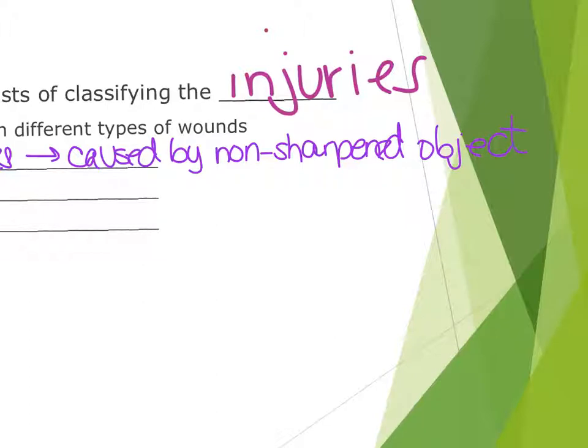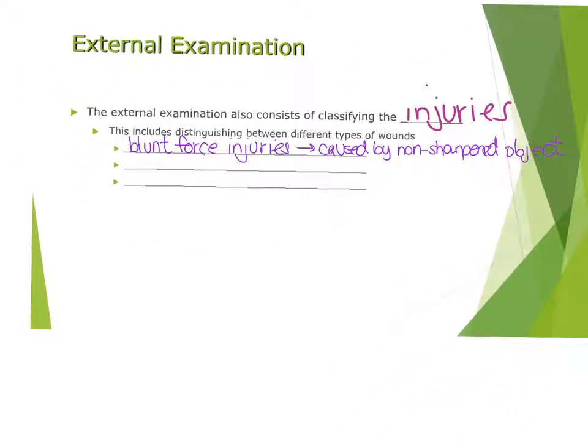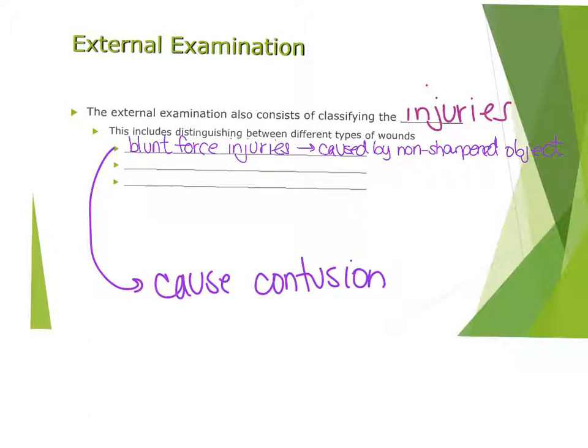So a non-sharpened object, you said like a bat or a pipe. Blunt force injuries, what do they cause? Very good. They cause contusions, which is basically a fancy word for a bruise, right? And that comes from the blood vessels being ruptured and getting trapped under the skin because it was blunt, didn't rupture the skin, so there was no bleeding. It can also cause what we call abrasions.